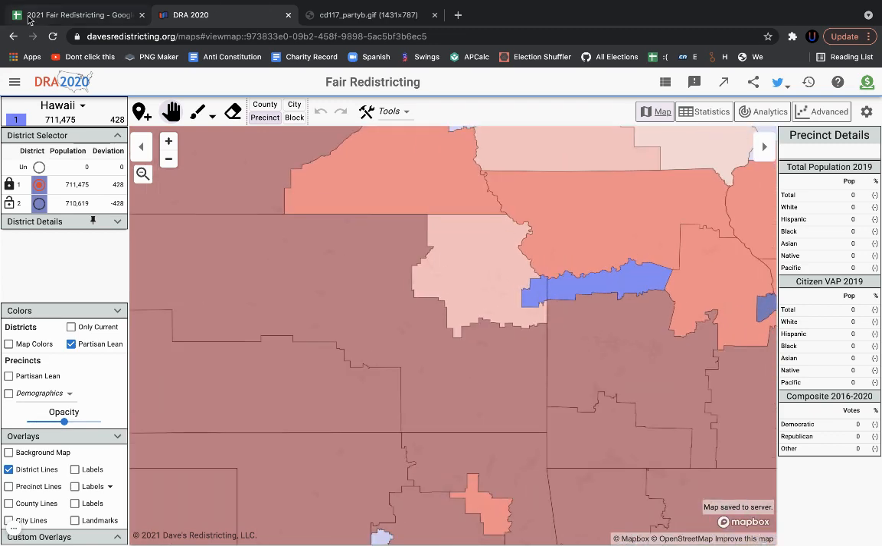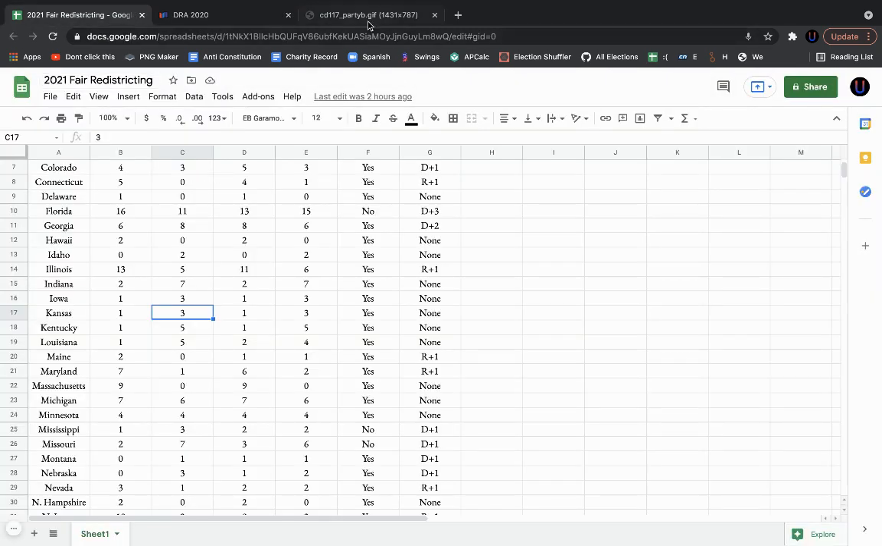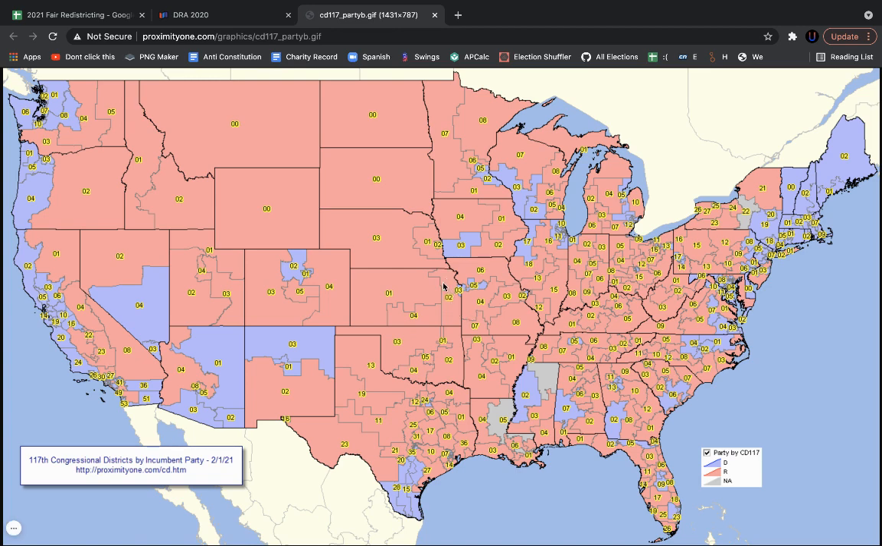Right now, 3-1. And definitely an improvement from their current map. I mean, this is clearly right here. This is definitely a Republican gerrymander, what they did.